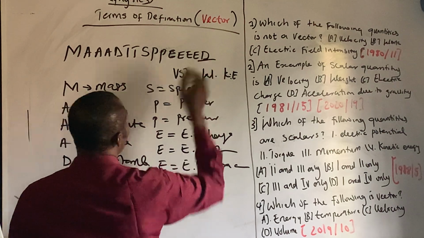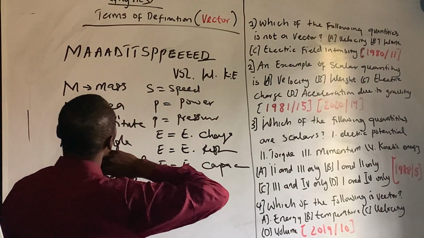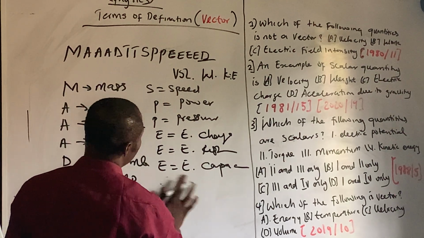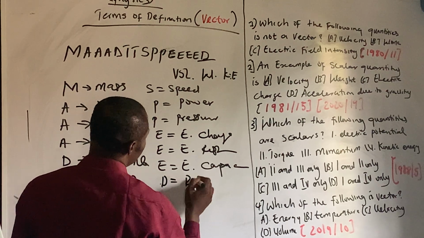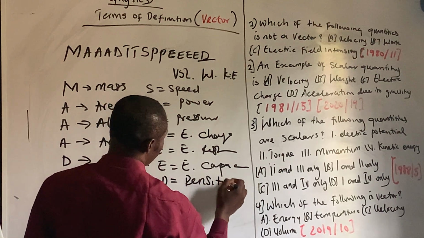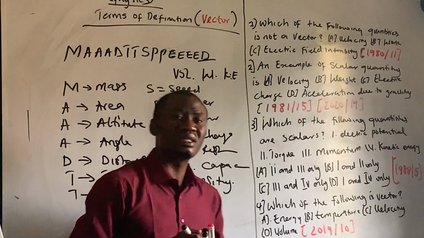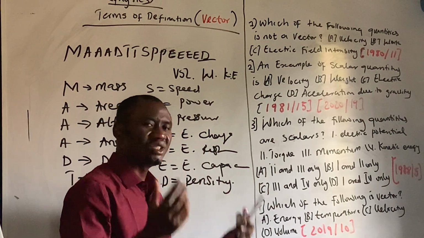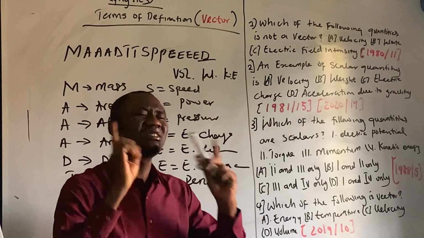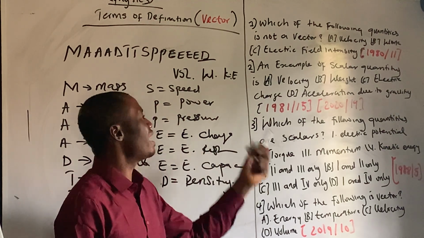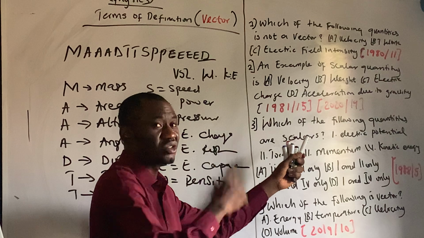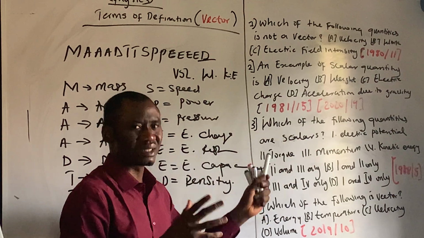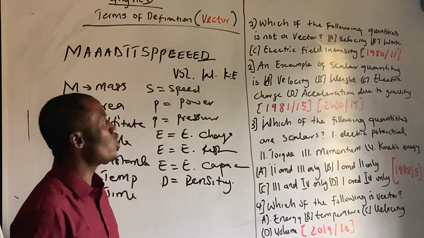Then we have the D. The D over there is, yes, distance. So the next D should be density. Take all this concept on E: electric charge, electric resistance. The only one that is a vector is electric field. Every other electric whatever is not a vector. They are scalar quantities. So you can put any of the ones you can remember.